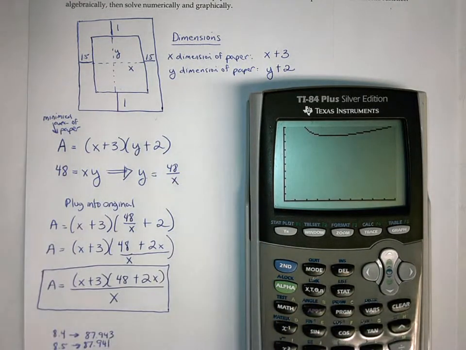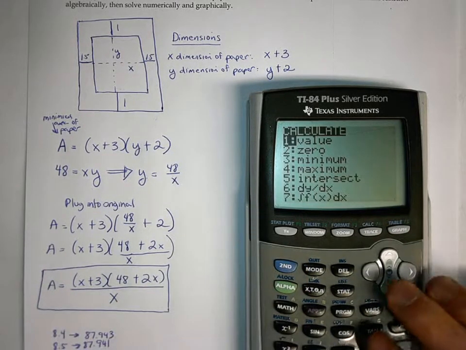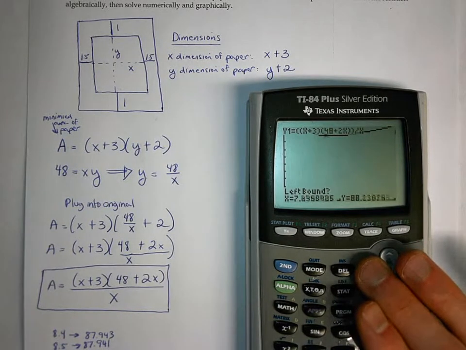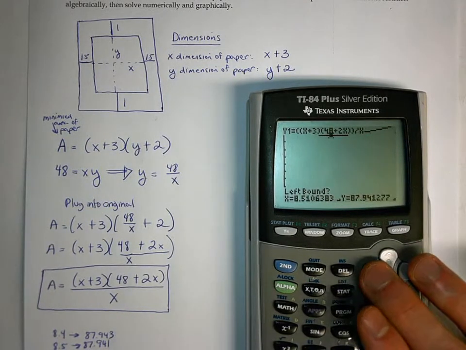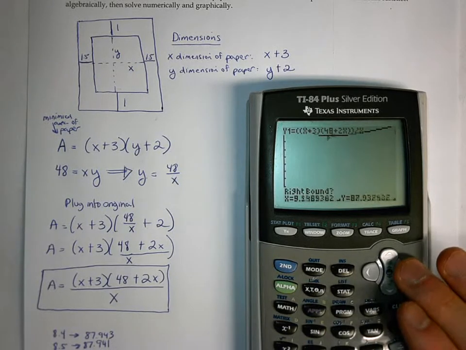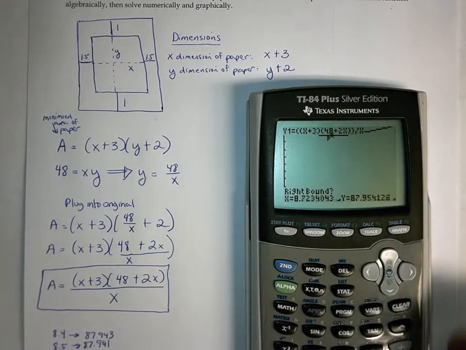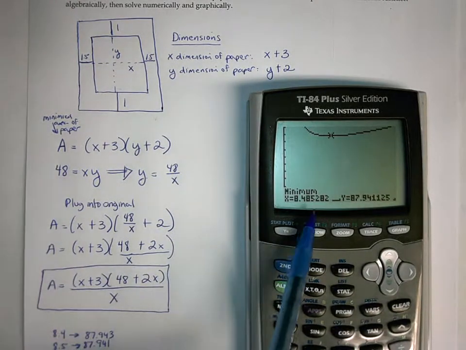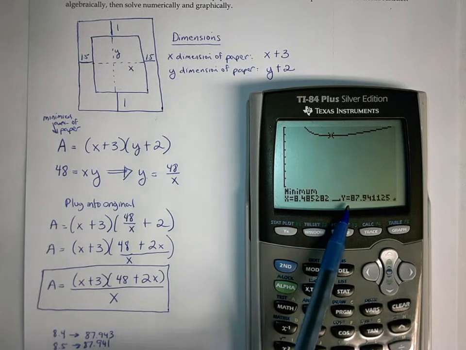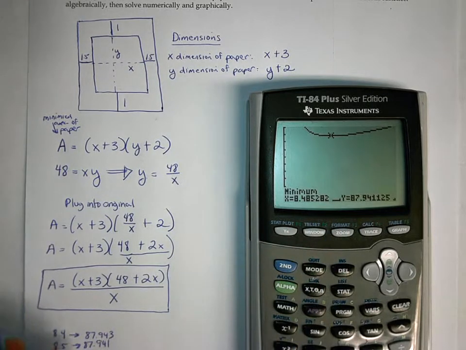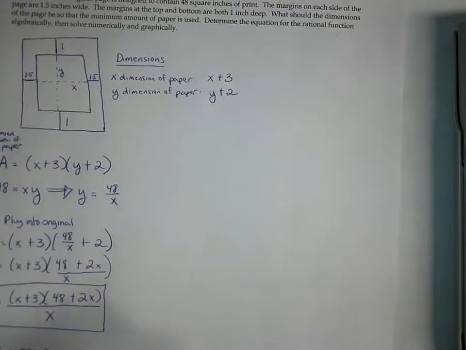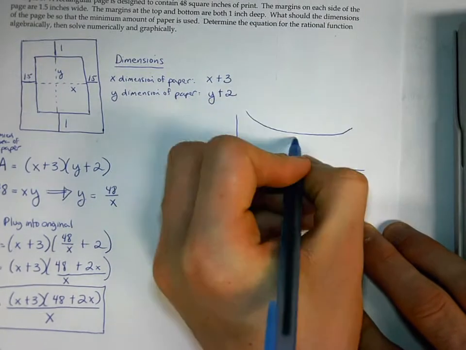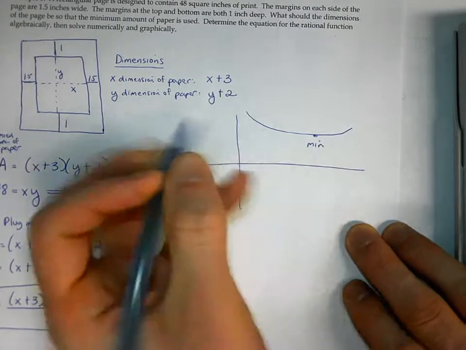And I can see right there, somewhere right around here is going to be the minimum. And how we calculate the minimum, we can go to second, calculate, and choose minimum. And we know we're going to be between 8.4 and 8.5. So 8.2, 8.7 sounds good. And there's my minimum. My minimum's at 8.485, and then the y value being 87.941.